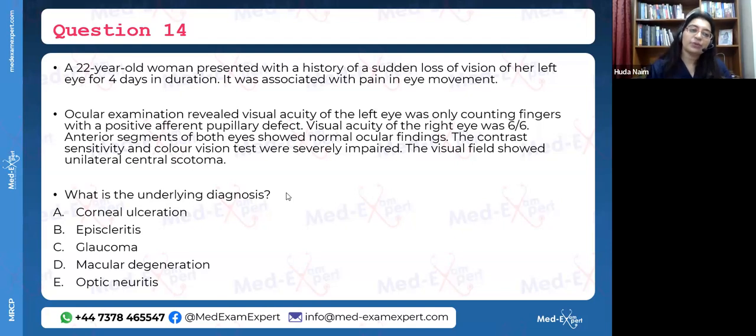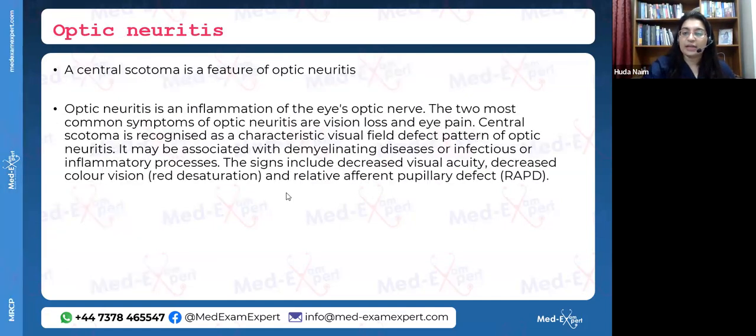So you have a 22-year-old woman with sudden onset of loss of vision for 4 days, associated with pain on eye movement, and the vision was severely impaired, and the visual field showed unilateral central scotomas. What is it? Yes, all of you are correct. It's optic neuritis. Very good. So a central scotoma is a feature of optic neuritis.